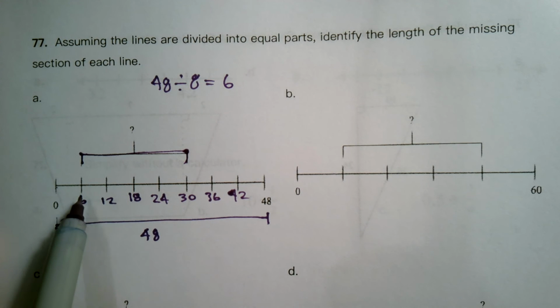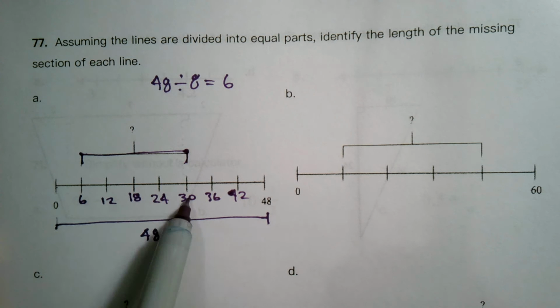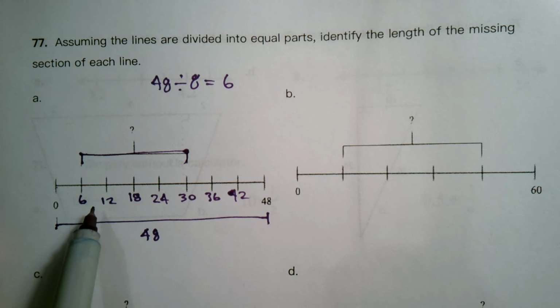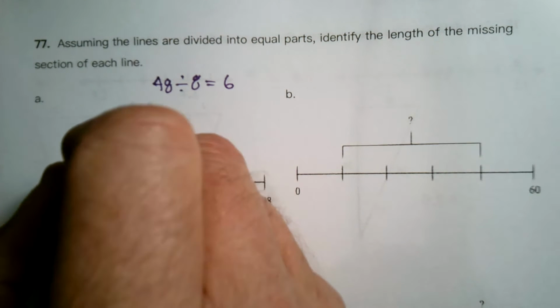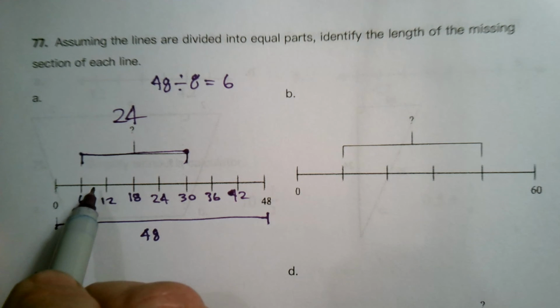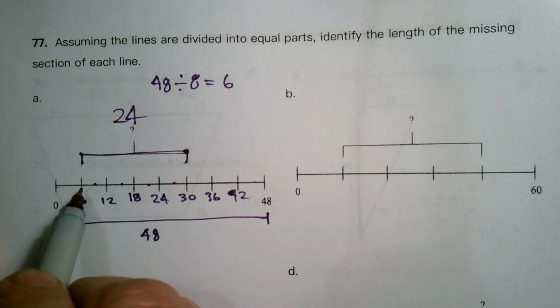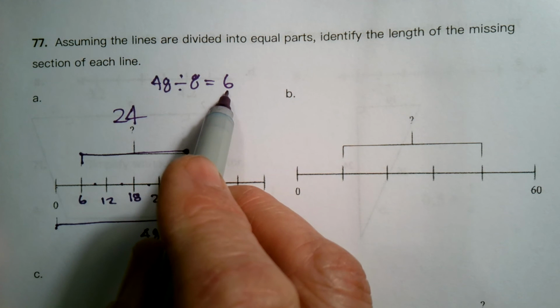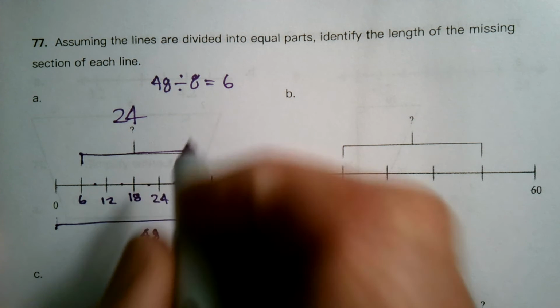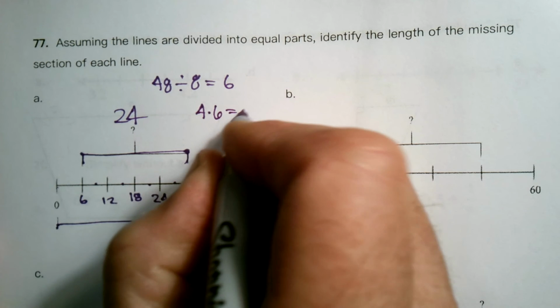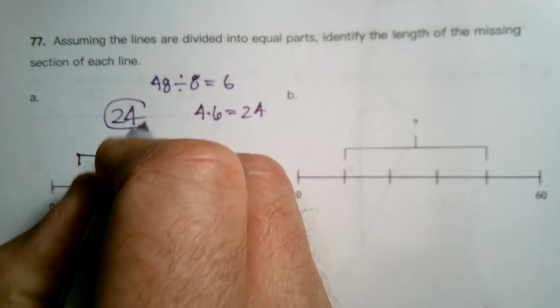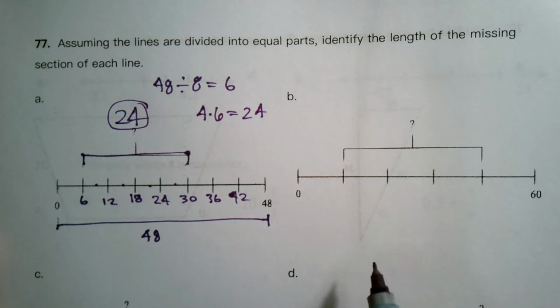So what then would this segment of that number line be? Well, you can look at it a couple ways. You can say that's from 6 to 30. So if I find the range from 6 to 30, I would go 30 minus 6, which is 24. Or I can look at it as counting the segments, 1, 2, 3, 4. 4 segments at 6 each. 4 times 6 is 24. So either way, that length there is 24.